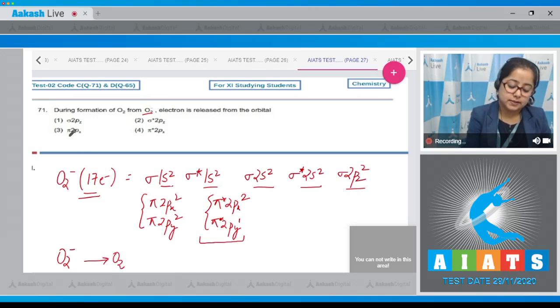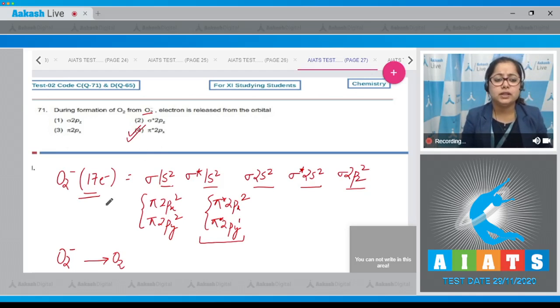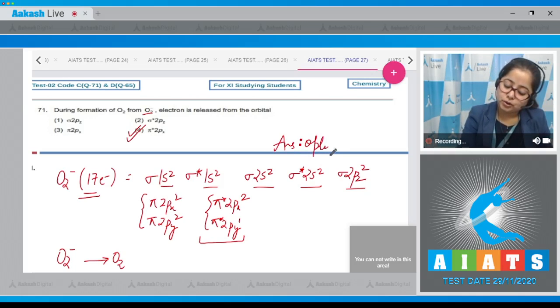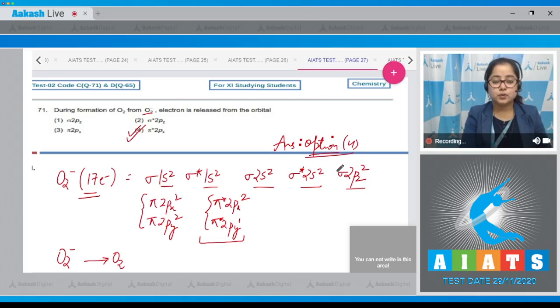So let's see, this is sigma 2pz, sigma star 2pz, pi 2px, pi star 2px. So the electron is being removed from the pi star 2px or 2py orbital, because both the orbitals, that is pi star 2px and pi star 2py, have the same energy. So no matter if pi star 2py is written. So the correct answer is option number 4. Going to next question, students, which is 72.